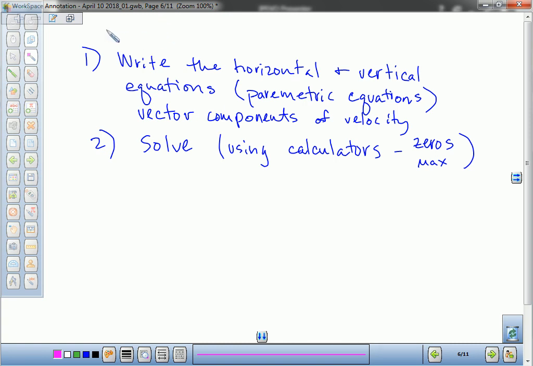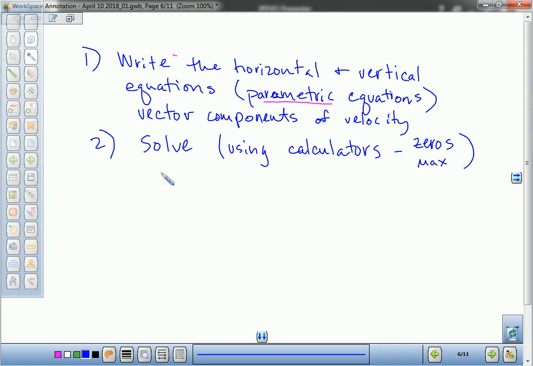So your approach to word problems involving parametric equations and projectile motion is this. One, you need to write the horizontal and vertical equations, using those vector components of velocity. That's what we have to do first. We create the horizontal and the vertical, and together they make our parametric equations.